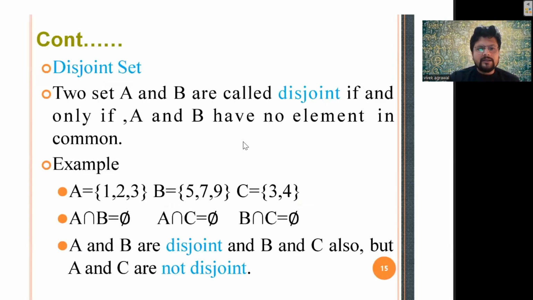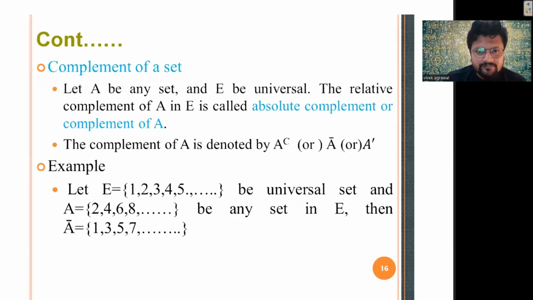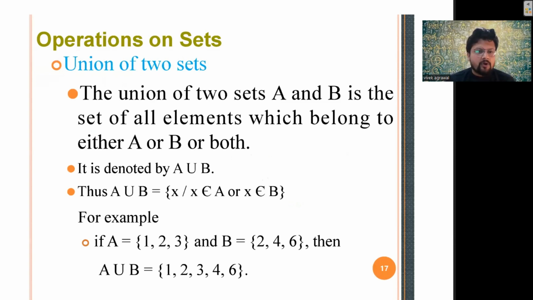Then disjoint sets. Any two sets will be called disjoint if they don't have any element in common, like A intersection B is phi. Then A and B will be called disjoint sets. We also discussed the complement of a set. We denote the complement of any set by A^c, A bar, or A dash. To find the complement of any particular set, you have to subtract that set from the universal set. Then we were discussing some operations on sets.